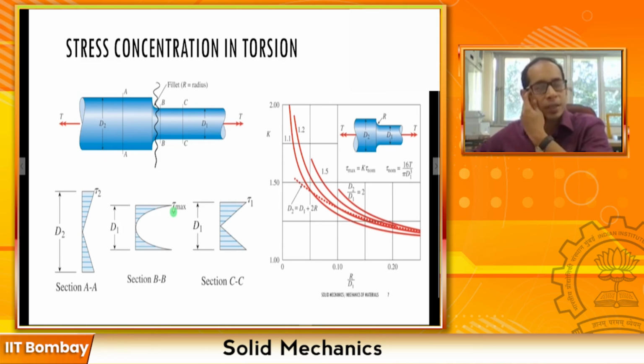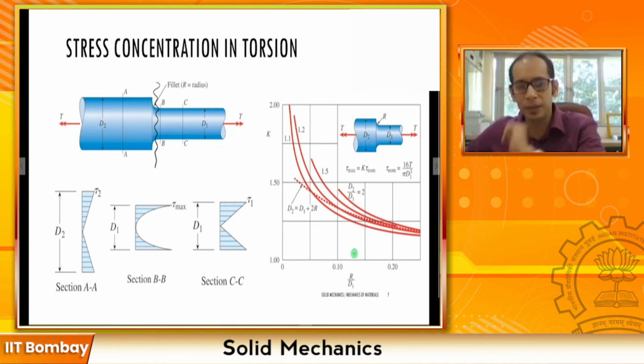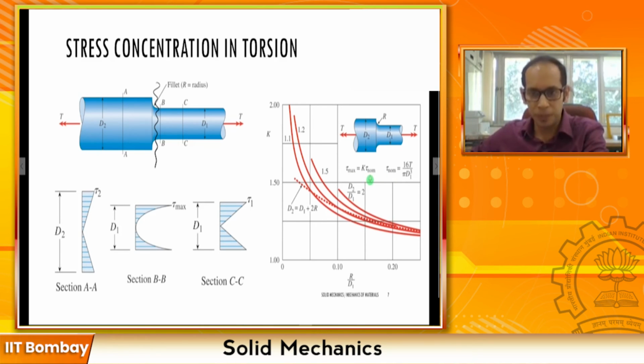Now remember that for the axial cases, we also looked at similar charts, right? This chart simply tells you, compared to the nominal values, how the maximum stress looks. So here the nominal value is computed for this one. You can compute the nominal value for D2 as well, but these charts are typically developed for the smaller diameter. So for this one, the smaller diameter is D1, and this is the nominal value that you have.